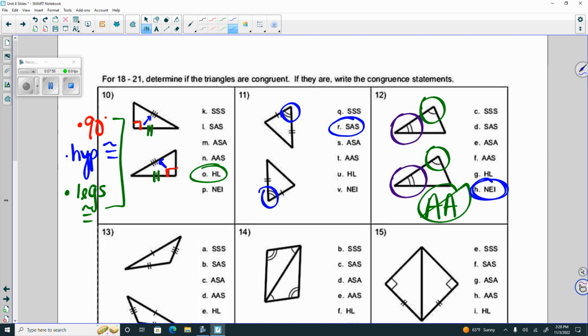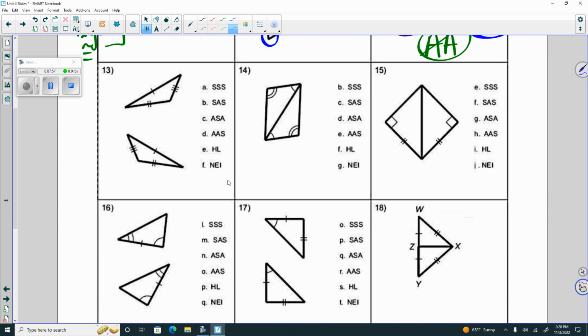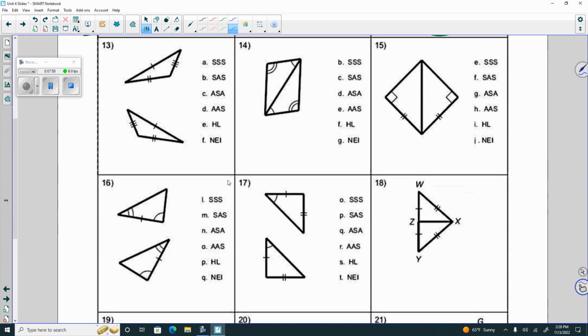Number 13, let me move down. Number 13, we should see a side, side, side. We have 3 sides that are congruent. Over here on number 14, we should notice we have the reflexive property again, because those triangles are sharing that side. So we should have angle, angle, side in one triangle, and angle, angle, side in the other triangle. So that's E.